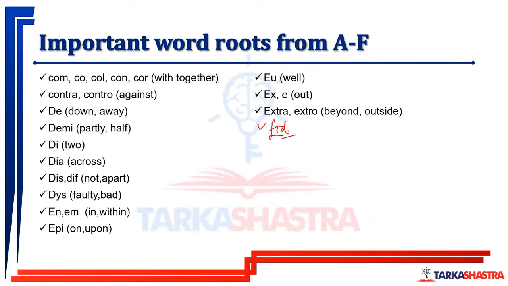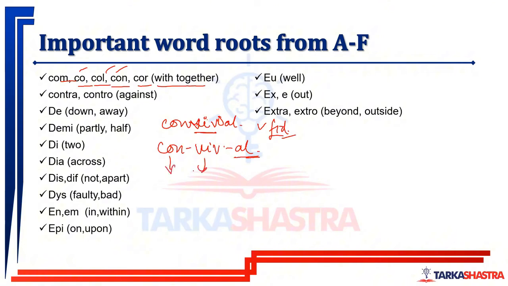Next, com, co, col, con, cor, with or together. Commerce, co-editor, collateral, convivial. Very interesting word, convivial. Viv means life. Con means together with. Al means having the quality of. So convivial means something that has a lively quality.